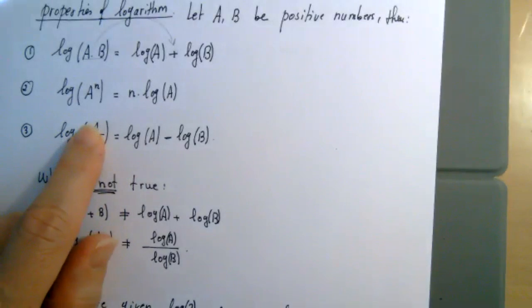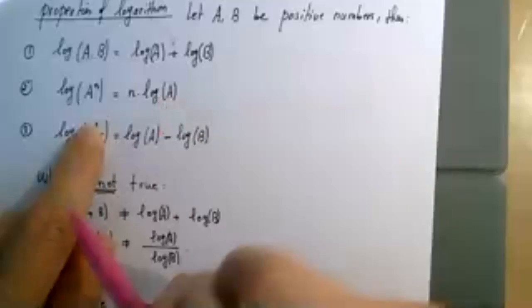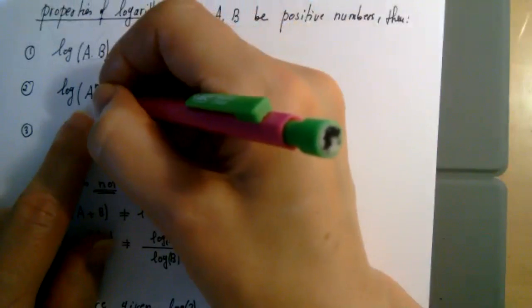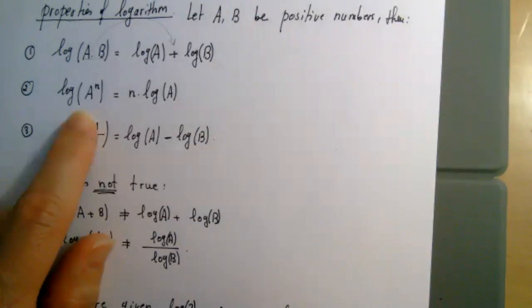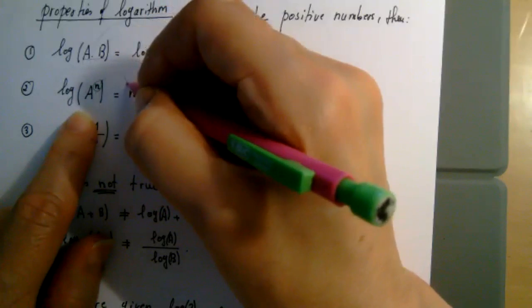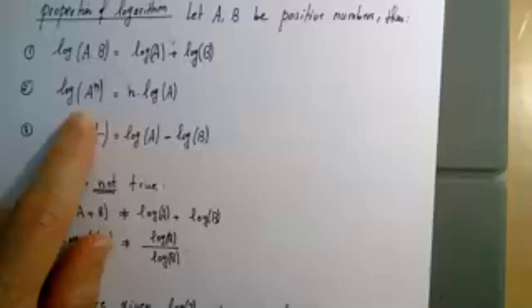The other property of the log is, again, very important. Log of A to a power. If you take a number A, you raise it to a power, you have a new number, and you take the log of it. The second property tells me that you can take this power down and it gives me n times log to the A.